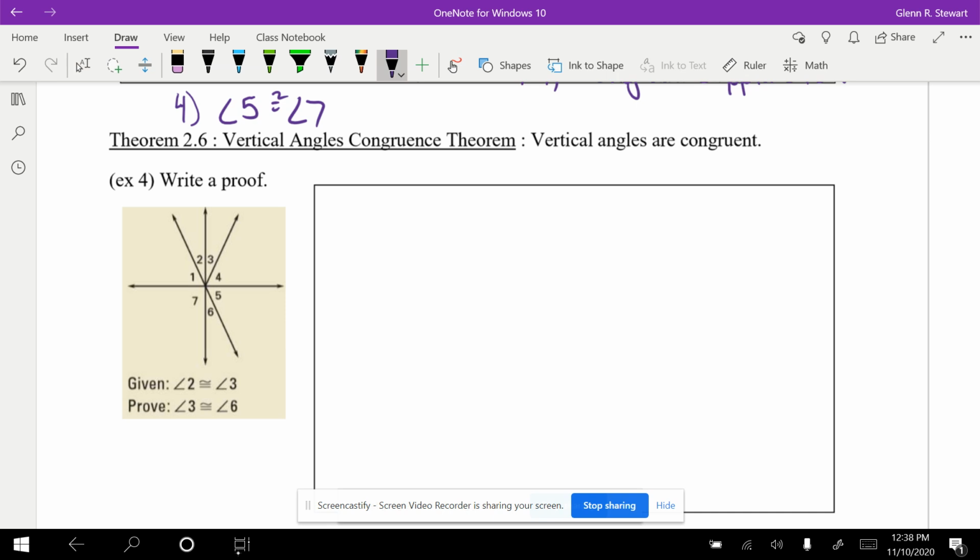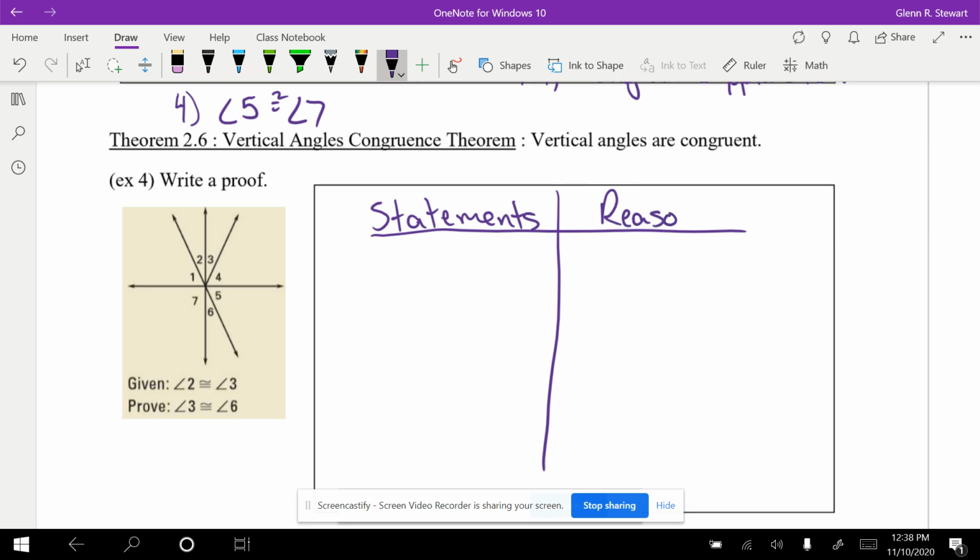I'm going to write my givens here. Statements. Reasons. Angle 2 is congruent to angle 3. That's going to be given. If we're looking at this as well, what we're trying to do is prove that angle 3 is congruent to angle 6. Angle 6 and angle 3. What we know is angle 2 right now is congruent to angle 3.